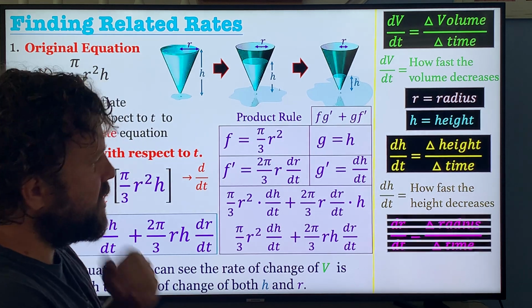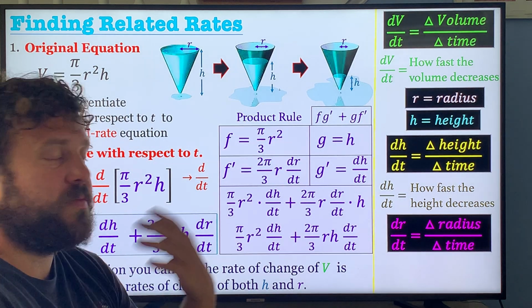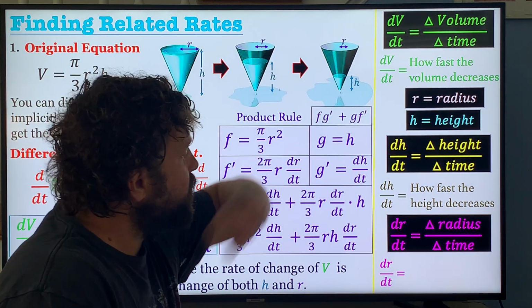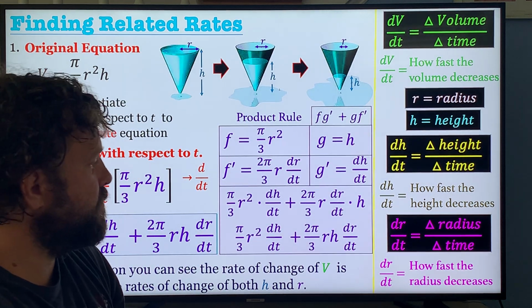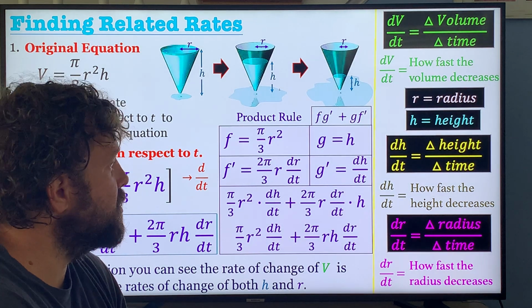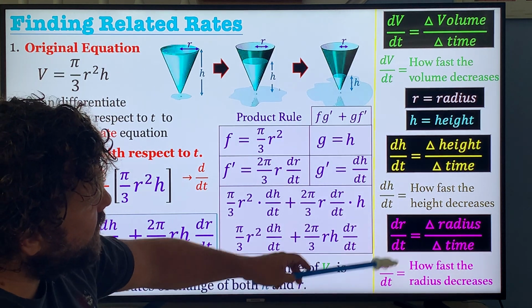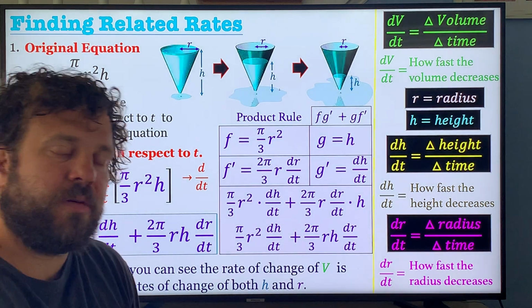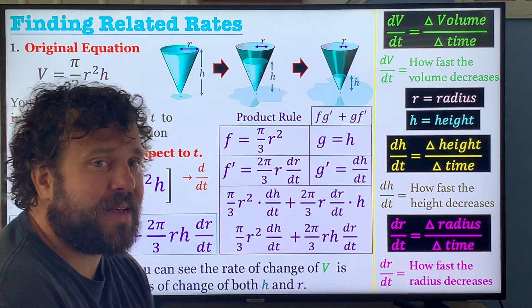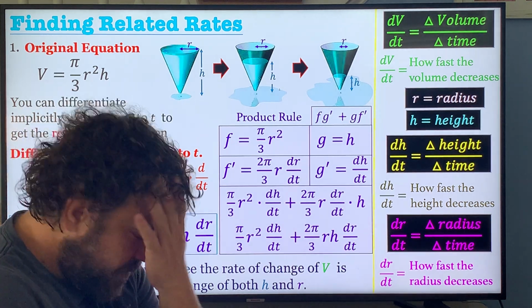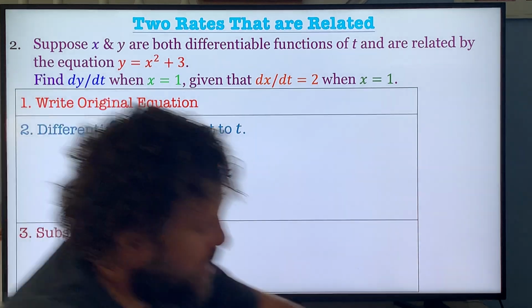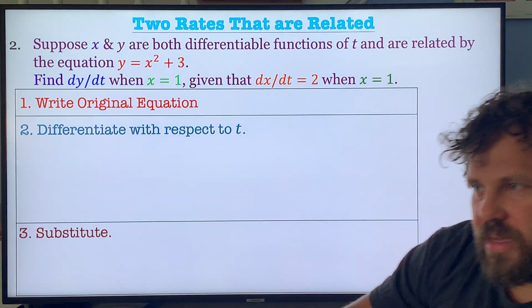What do you think dr dt is? Change in radius over change in time. So dr dt equals how fast the radius is shrinking. Okay, or radius is decreasing. So all this stuff is stuff that you'll have to get and plug in here based on word problems. It seems like a lot, but it's really not that bad. All right? Give me a half hour, 40 minutes, and you'll be okay.